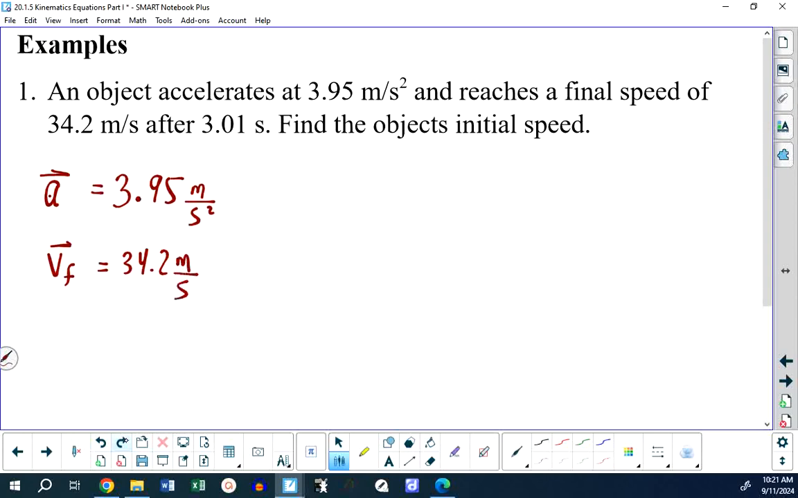I mean, right there, you're told it's a final speed, so it's not really a velocity. What we're assuming is it's moving in the same direction as the acceleration. So if the acceleration is positive, so is the velocity. And you might have a tough time wrapping your head around how it could be otherwise, that the final velocity could be opposite to the acceleration. Well, that's if I'm driving a car and I hit the brakes. The acceleration is backwards. But that's not for today. The time is also given. It's 3.01 seconds. And we are asked for the initial speed, which is really the initial velocity.